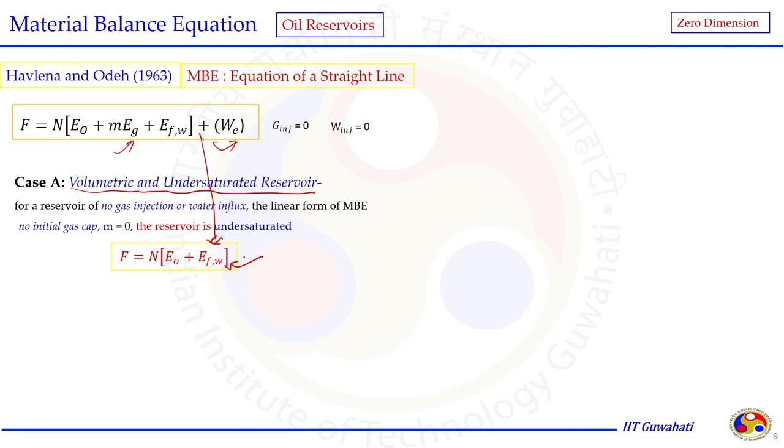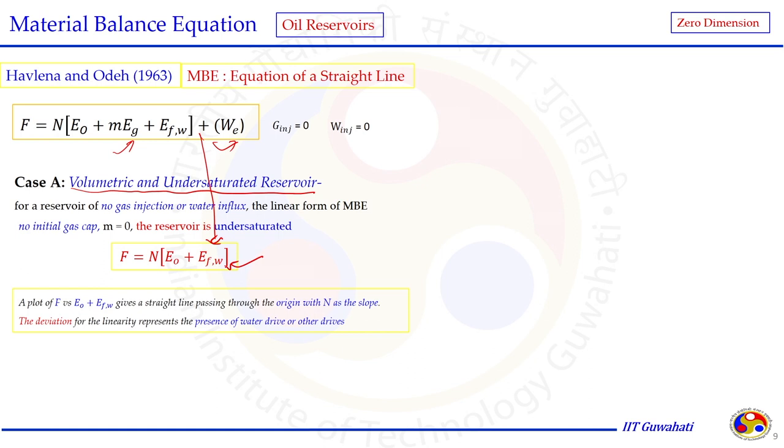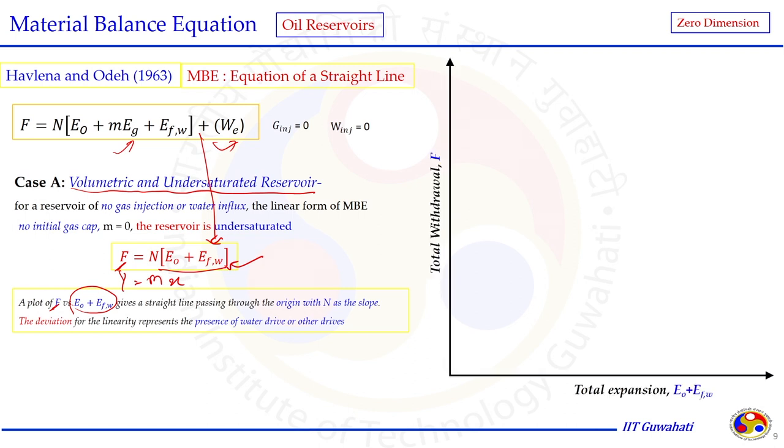So in case A, when we consider the volumetric and undersaturated reservoir, the equation is simplified to this form where we did not ignore the contribution of the rock expansion and the water expansion. So by seeing this equation, we can see the plot of F that is on this side versus the combination of EO and EFW that is here. So this is Y is equal to MX. So if we plot Y versus X, a straight line should result if this kind of reservoir is there, that is volumetric and undersaturated, and we should be getting a straight line of this resultant equation.